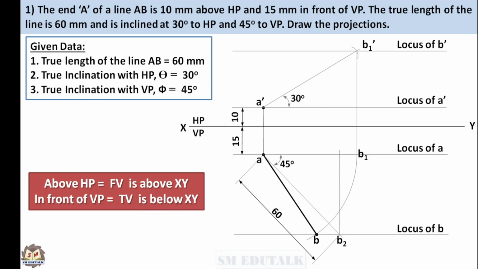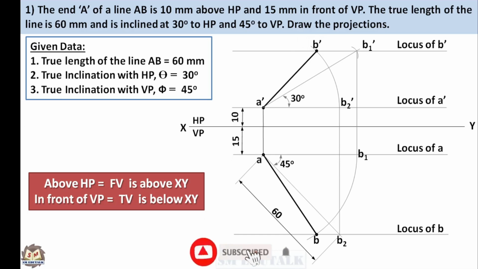Project point B2 to the locus of A dash vertically upward. You will get a point B2 dash. Draw an arc with point A dash as center and A dash B2 dash as radius. It cuts the locus of B dash at point B dash. Join point A dash and point B dash by a thick line. This A dash B dash line is the required front view of the line AB.